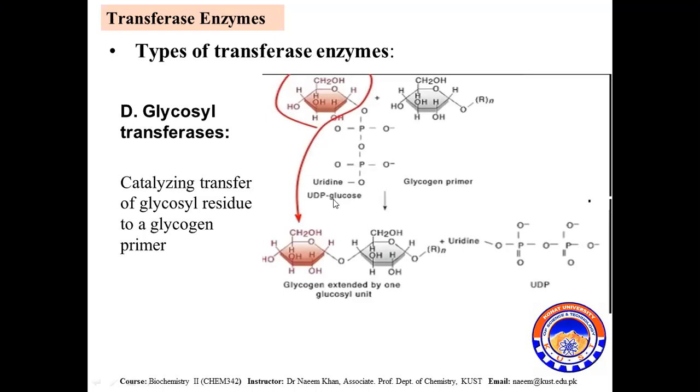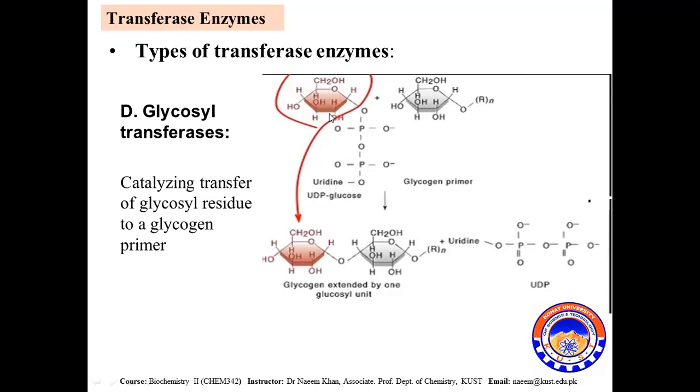This reaction involves uridine diphosphate glucose, UDP. The uridine structure is not given because it is a big structure, so just the name uridine is given. Along with the uridine, there is one phosphate and another phosphate. So uridine diphosphate is linked to glucose. Glucose carbon number 1 is linked with the UDP, so we have uridine diphosphate glucose.